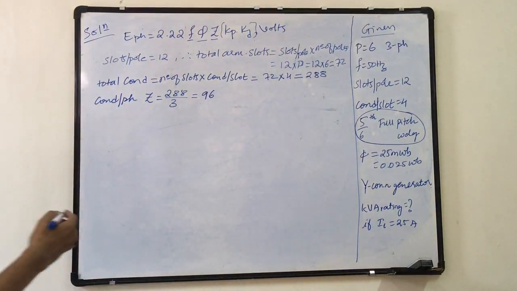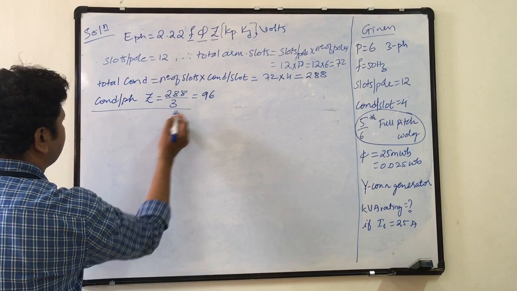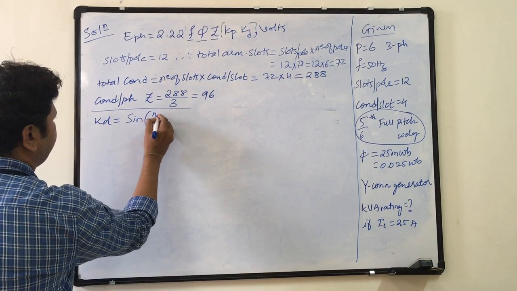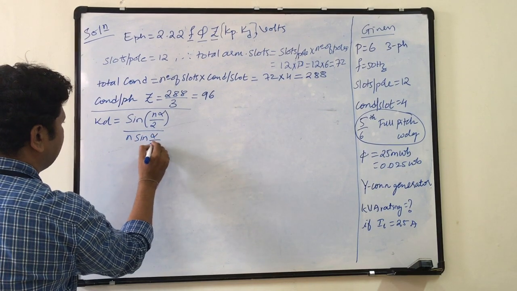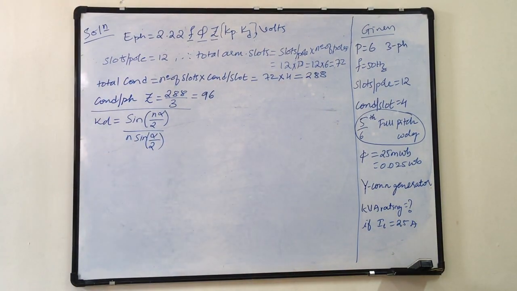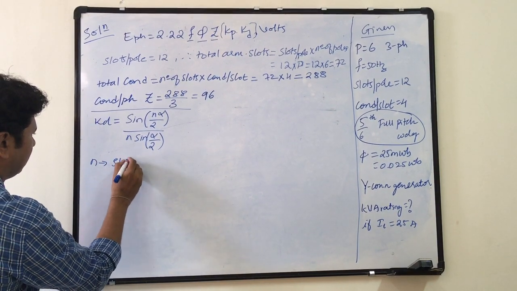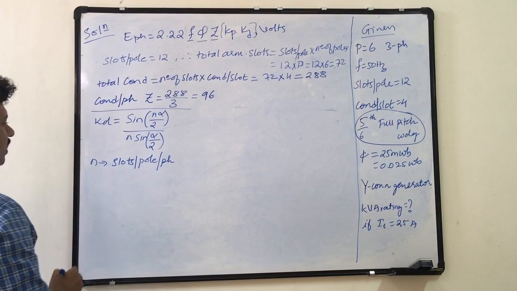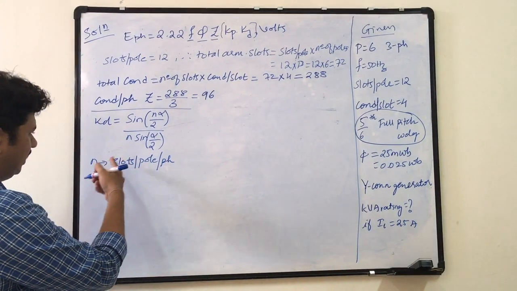Now what are the equations for Kp and Kd? Kd is equal to sin(n alpha by 2) divided by n sin(alpha by 2). Now what is n? These are slots per pole per phase. I know the total number of slots, I know the number of poles, I know the number of phases. I can get the value of n.